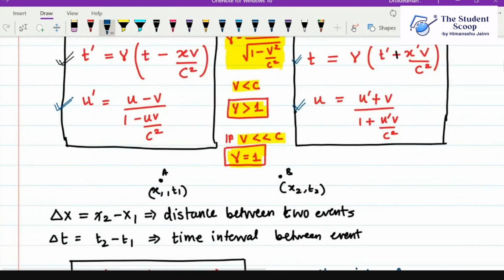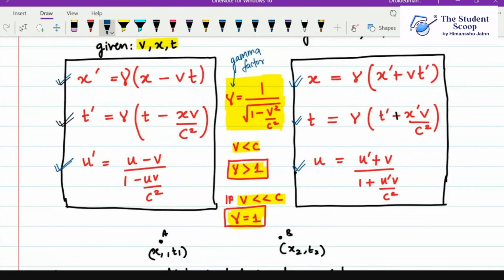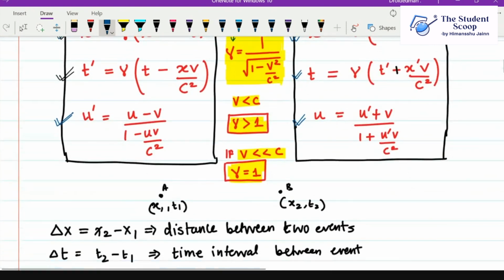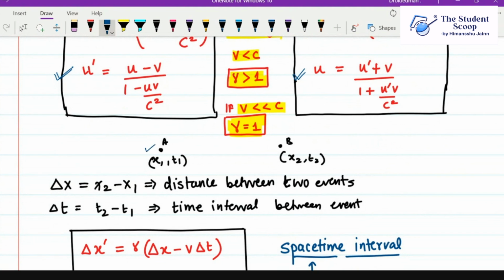Then most of the time we don't rely on just a position and a time of a single event. All the experiments are mostly dependent on two time instances or two events. So let's say I have A and B as the points x1 t1 and x2 t2. Then the distance between those events is given as delta x is equal to x2 minus x1, and this is delta t, that is t2 minus t1. That is a time interval.